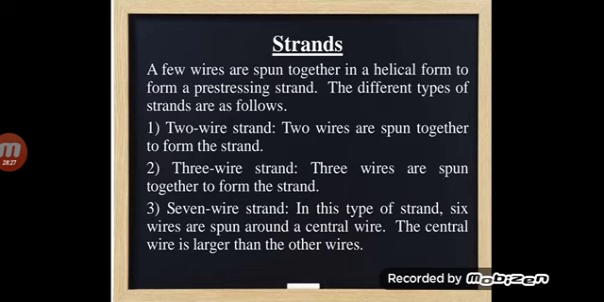Next one, strands. A few wires are spun together in a helical form to form a pre-stressing strand. The different types of strands are as follows. Actually, a wire is a single rod, or single material. A strand is a number of wires spun together. 2 wire strand, 3 wire strand, 7 wire strand are there. 2 wire strand means 2 wires are spun together to form a strand. 3 wire strand means 3 wires are spun together to form a strand. 7 wire strand means 6 wires are spun around the central wire. The central wire is larger than the other wires. You can imagine, or I will show later.